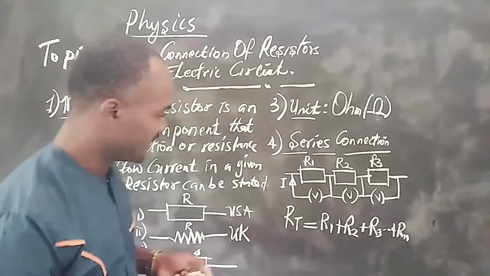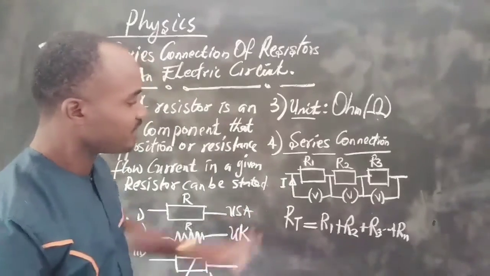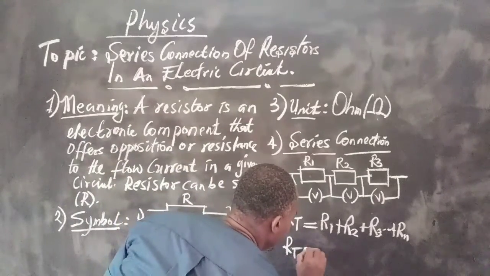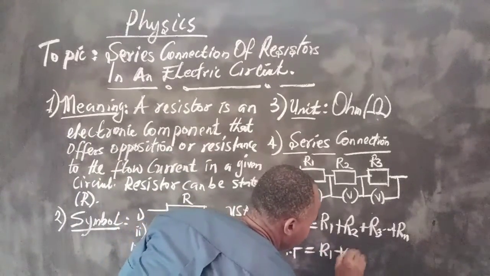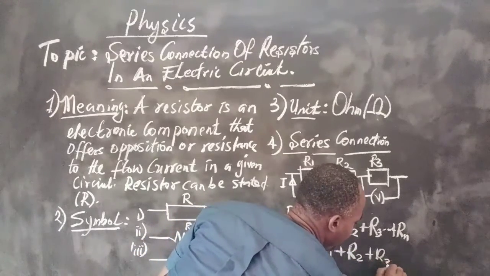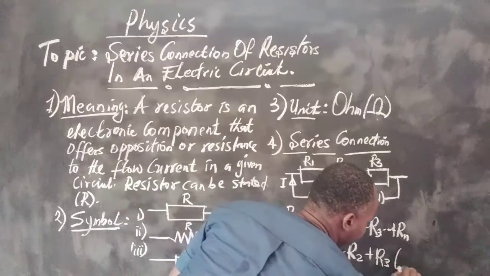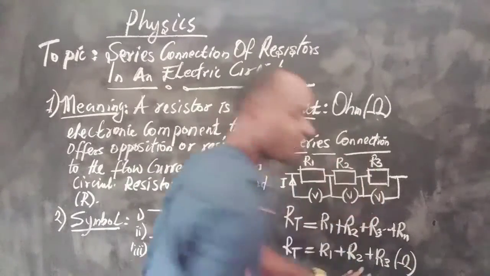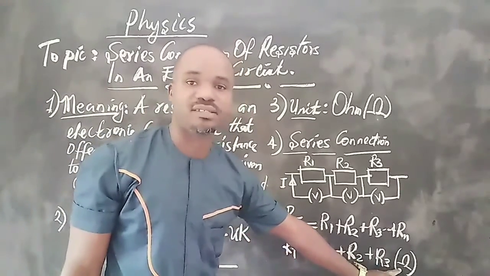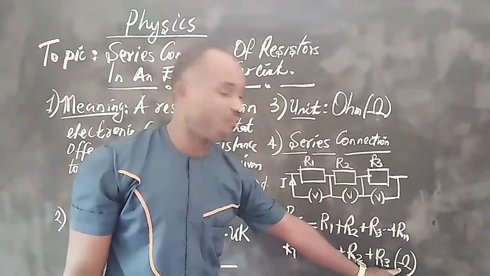Then the next thing is, since we have only 3 resistors, we narrow it down to R_T equals R1 plus R2 plus R3. Remember that the unit of measurement of resistance is ohms. That's the unit of measurement.